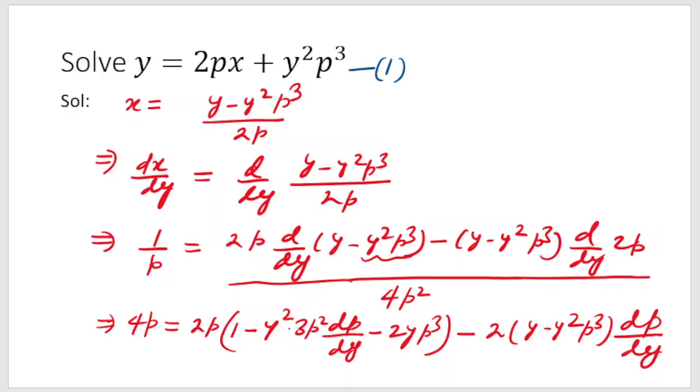Personally, what I do when I look at any problem, I try to solve it for p. If not possible, then I think of solving it for y. If not possible, then I think of solving it for x, and the process remains very clear.